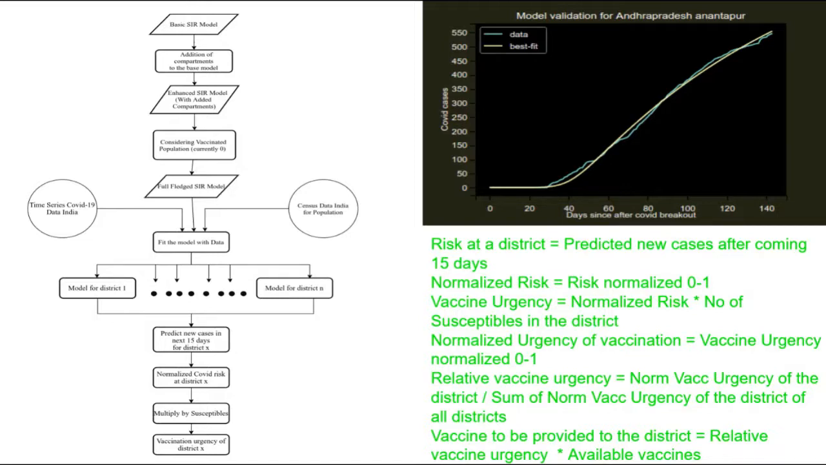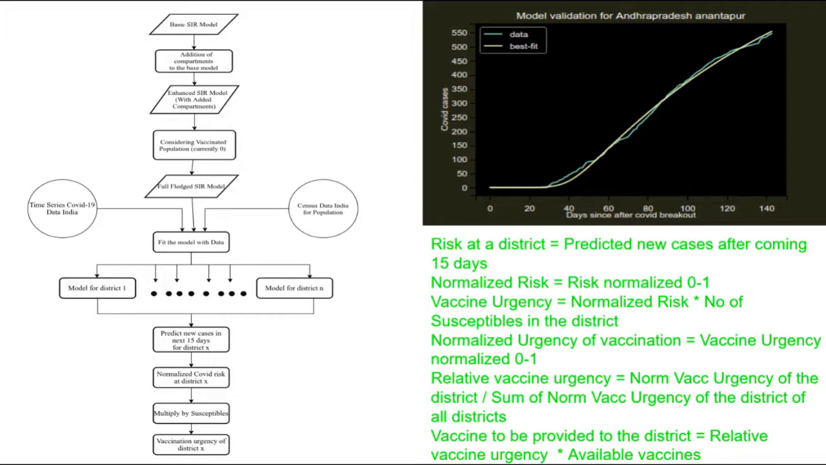So this SIR model takes in the district-wise time series data of COVID-19 in India, and for the population, it takes in the census data of India. Once we initialize the model for each of the districts, for each model we fit the data of that district. Once we fit the data, we predict the new cases possible in the upcoming 15 days for the district.